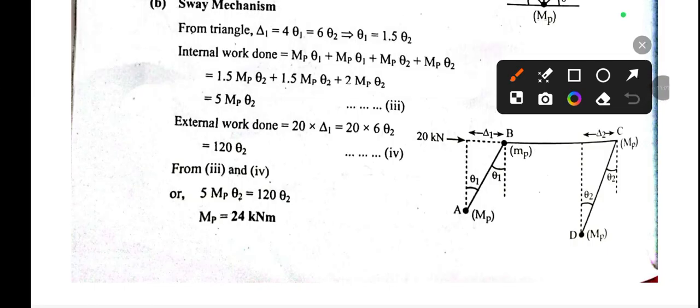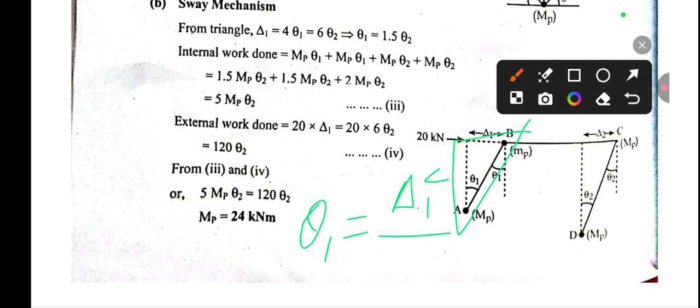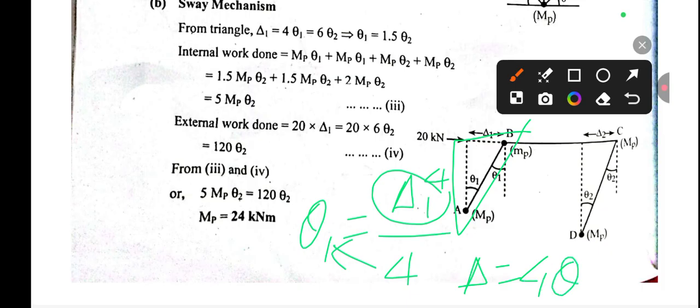Okay, so in the right angle triangle here you can see tan theta 1 can be written as p by b. P means delta 1, and b is this value, which is 4 meters. So delta 1 can be written as 4 theta 1. It means in the place of delta we can write 4 theta 1. So this one is delta 1.